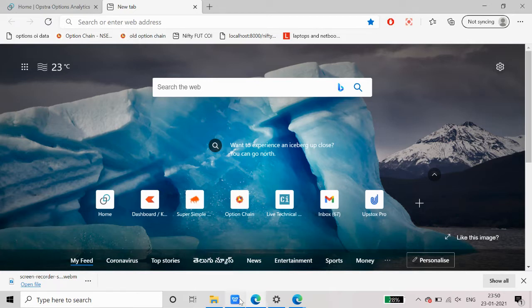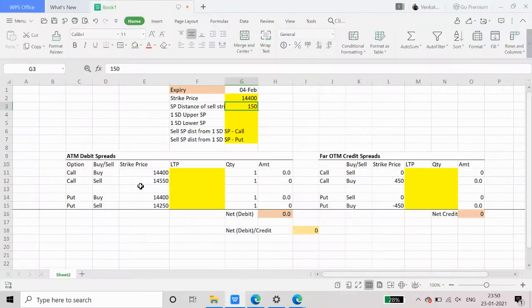It's a simple strategy. So what we will do in this strategy is that we will buy at the money call and put debit spreads, and we will look to fund those debit spreads by selling far out of the money credit spreads. So this is a simple Excel spreadsheet which I have prepared for calculation. So let's deep dive into constructing the strategy.